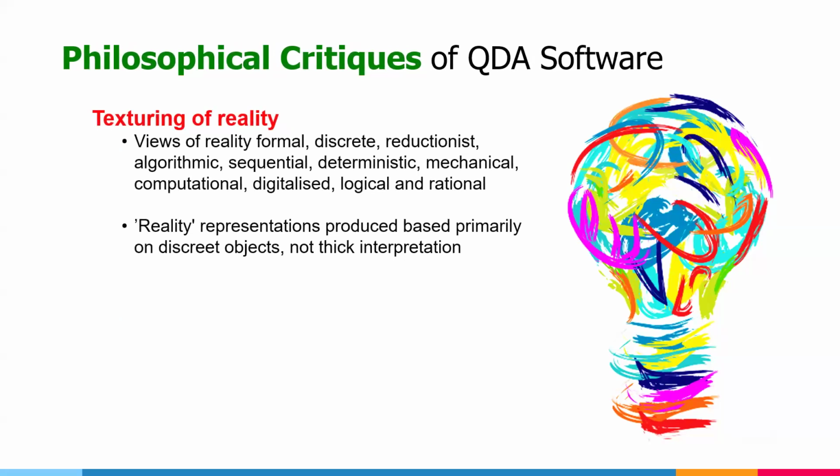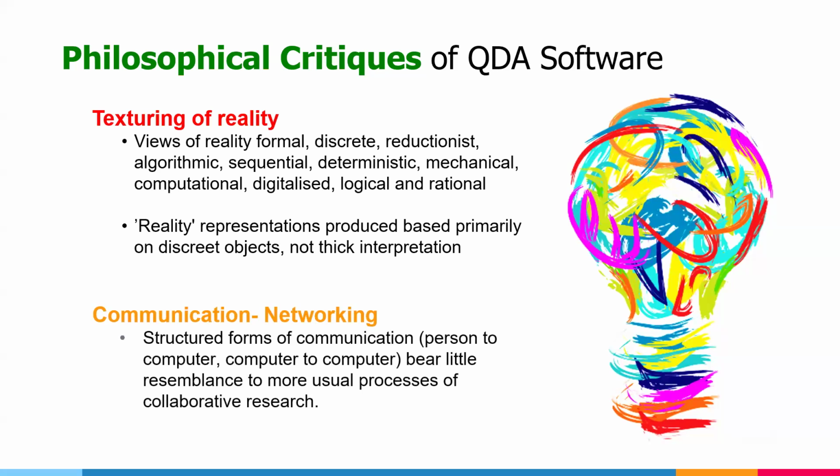Texturing of reality, too, is this idea that it's shaping what is a fact and what is not fact. And as a result, things like thick interpretation are not taking place. It's sort of like this piece is here, this piece is here. And again, we talk about thick description and how important that is. Well, thick interpretation is just as important. And if you're not doing thick interpretation and you're relying on the software, this becomes really problematic.